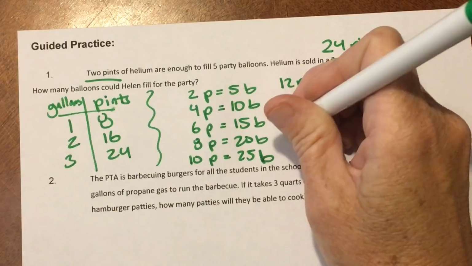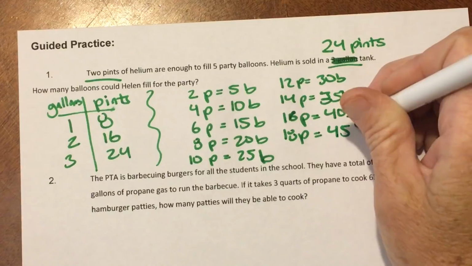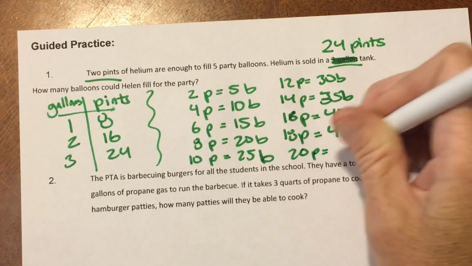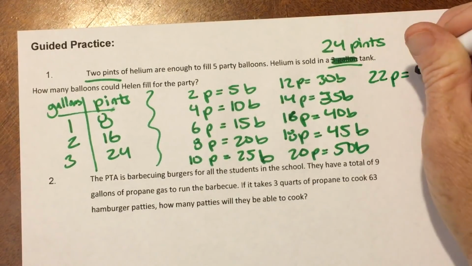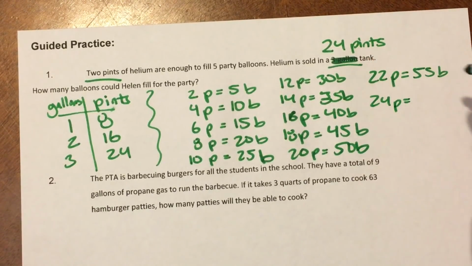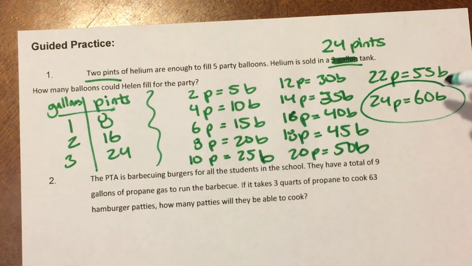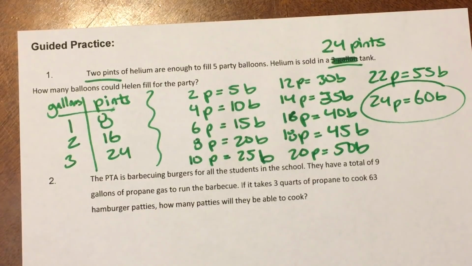So this method works. It's maybe a long method. It seems like it takes a long time, but it does at least work. So every 2 pints, she's gonna make 5 more balloons. So I'm coming up with, when she had 24 pints, she made 60 balloons. It took a long time, but when you're solving these, you just have to find what works best for you.